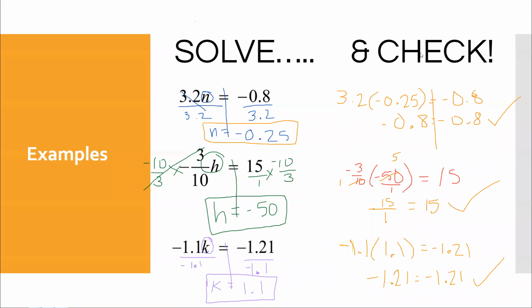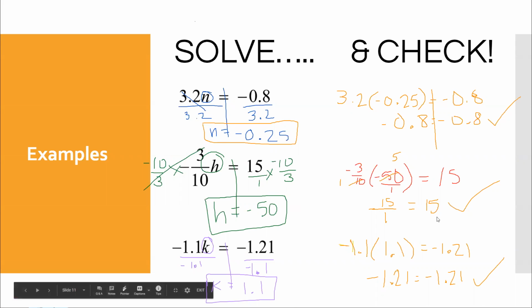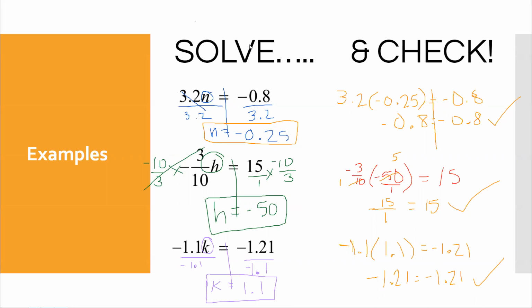And here are your 3 answers. So for the first one, you should have gotten n equals negative 0.25. For the second one, you should have gotten h equals negative 50 once you had that simplified. And for our last one, you should have gotten k equals 1.1. And you can go through and look at my work and my checked answer to see how I solved it if you got it wrong.